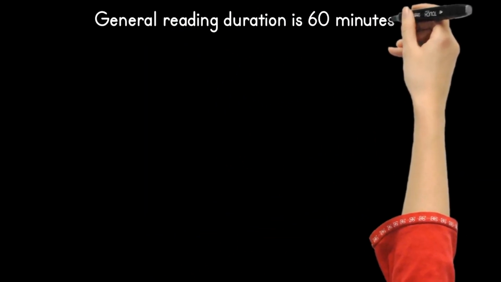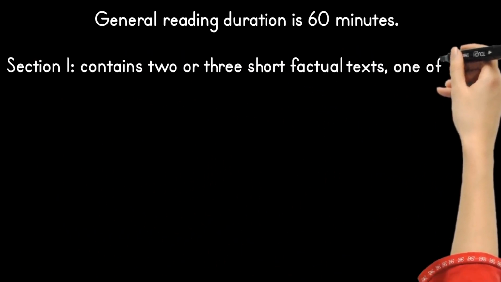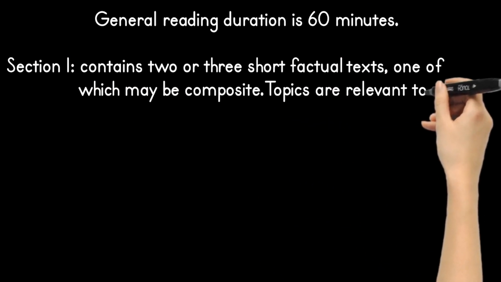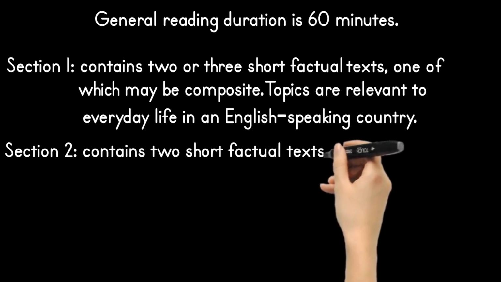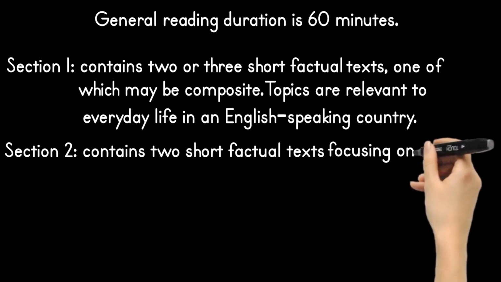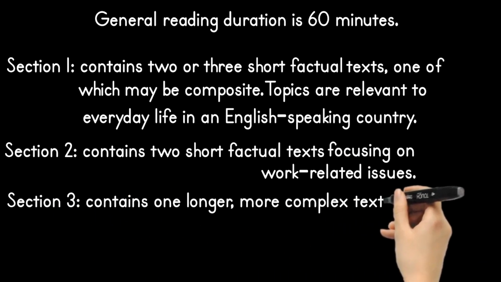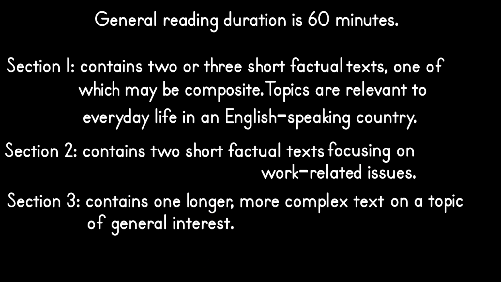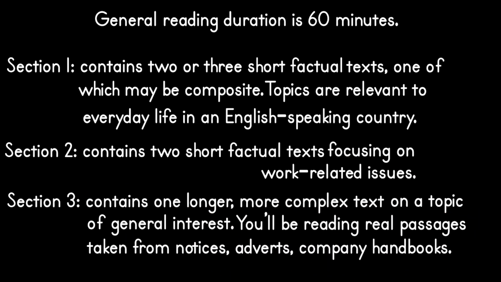General reading duration is 60 minutes. Section 1 contains 2 or 3 short factual texts, one of which may be composite. Topics are relevant to everyday life in an English-speaking country. Section 2 contains 2 short factual texts focusing on work-related issues. Section 3 contains 1 longer, more complex text on a topic of general interest. You will be reading real passages taken from notices, adverts, company handbooks.